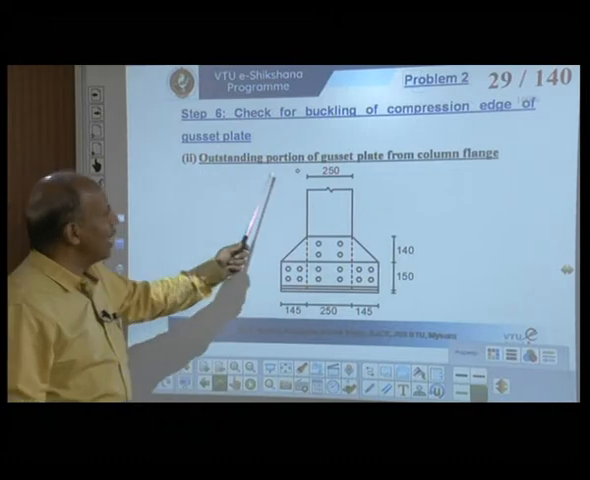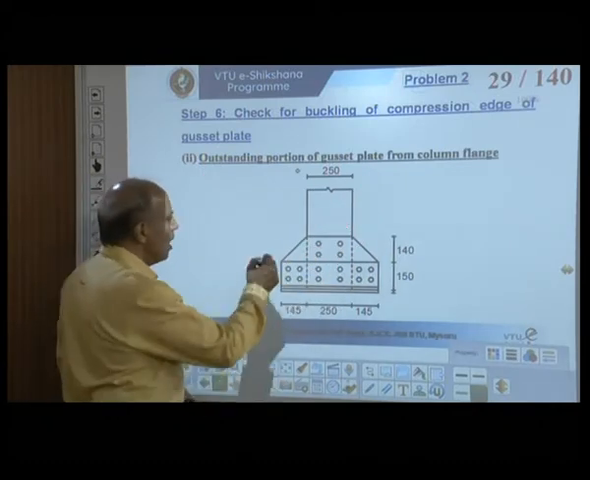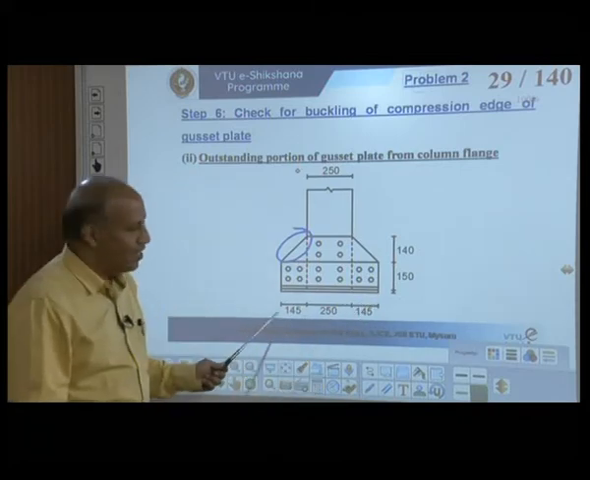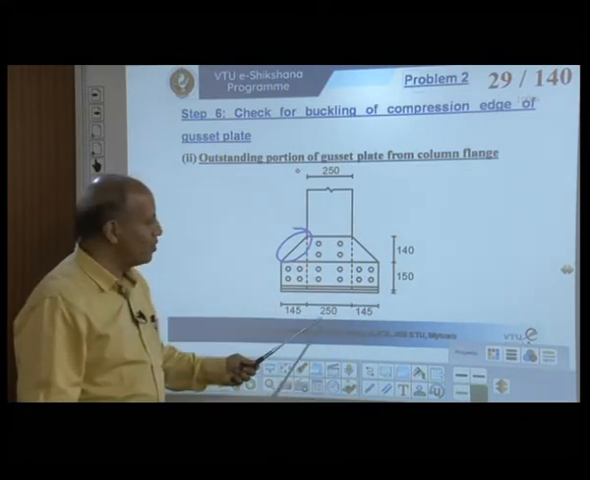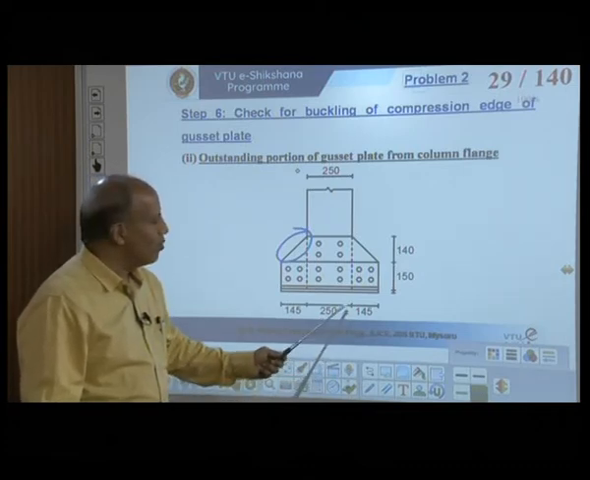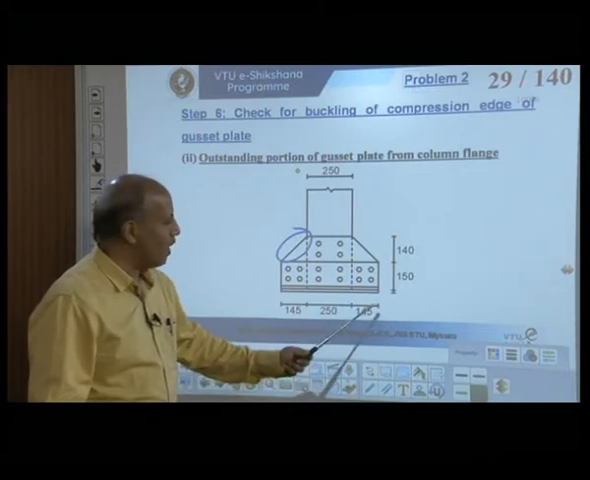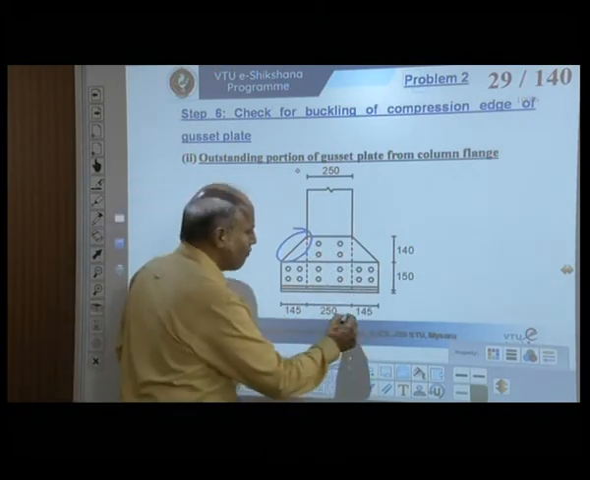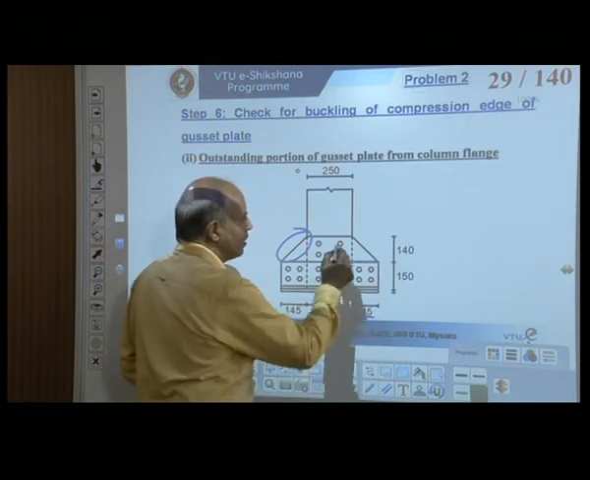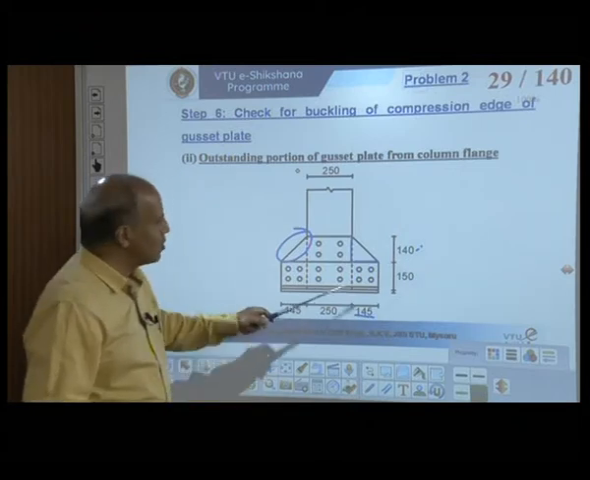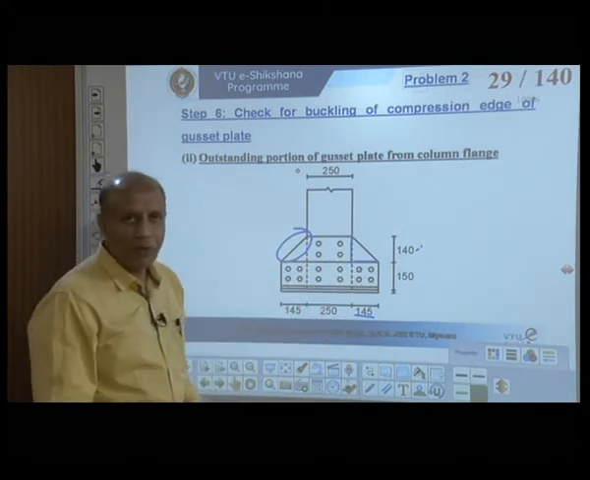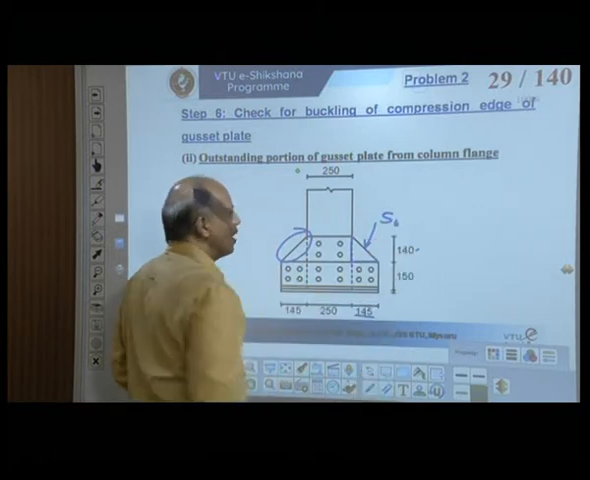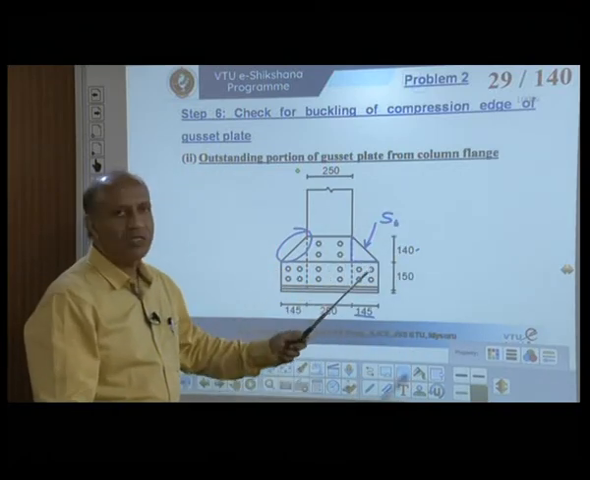The next one is the outstanding portion of the gusset from the column flange. We call this the outstanding portion of the gusset plate. I did tell you that the total length here is 540. If you deduct 250 from 540 and divide that by 2, you get this dimension as 145. So, the outstanding length here is 145, and this dimension is 140 because the total height is 290. You can use the hypotenuse principle here to calculate the length of this edge, which we call S naught.